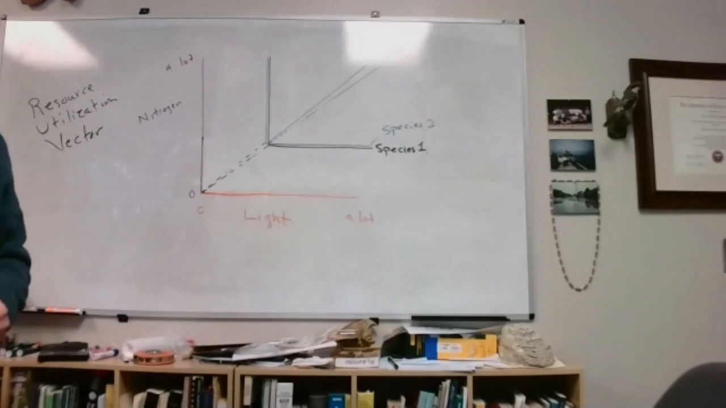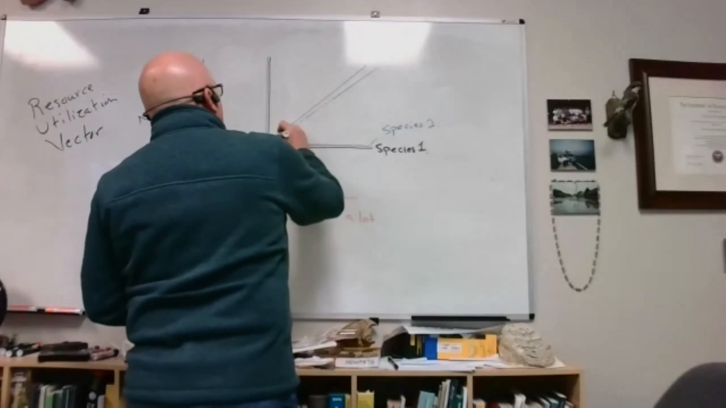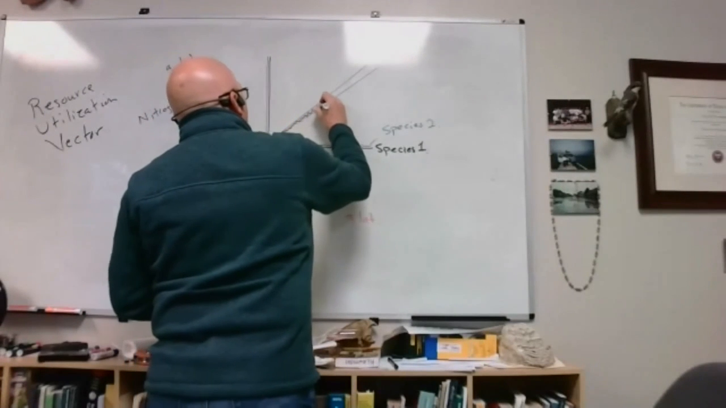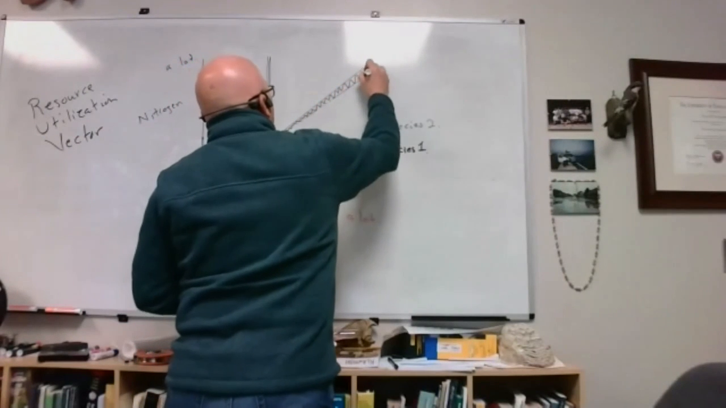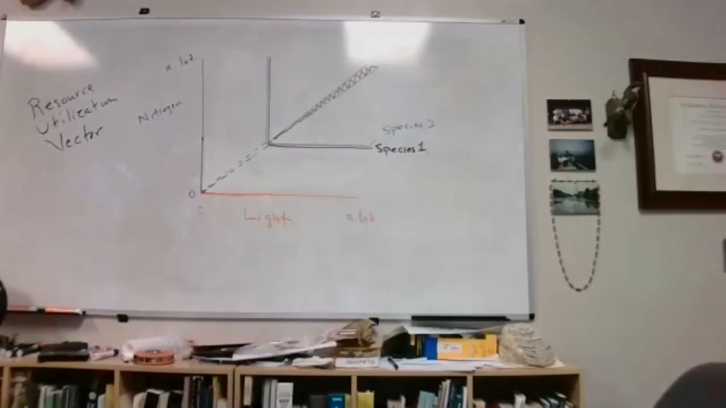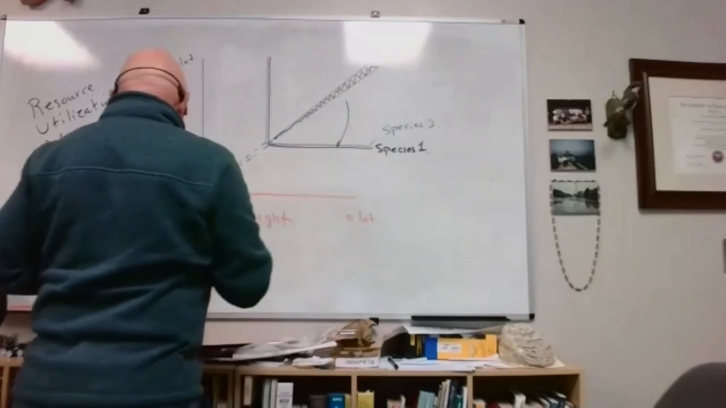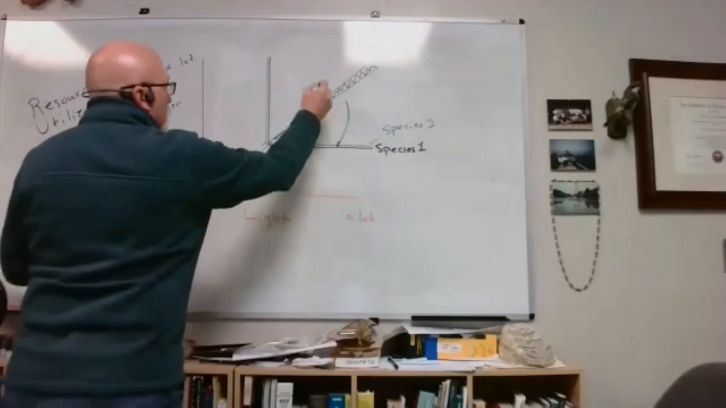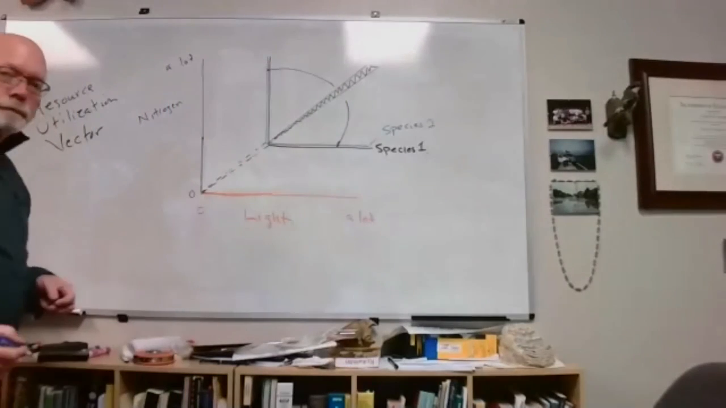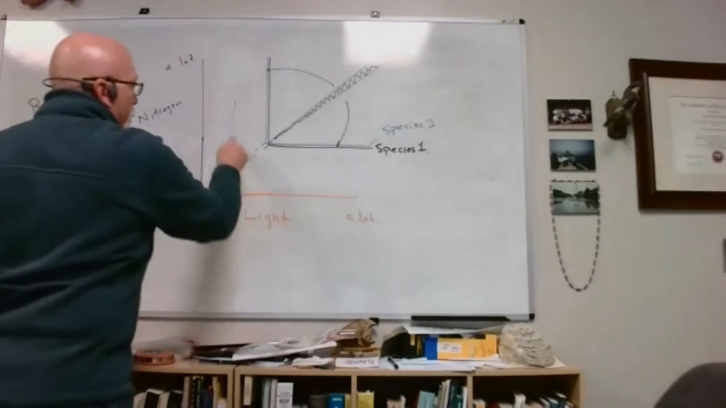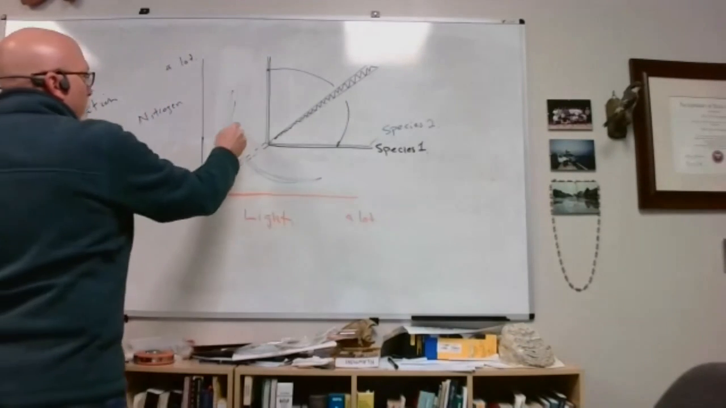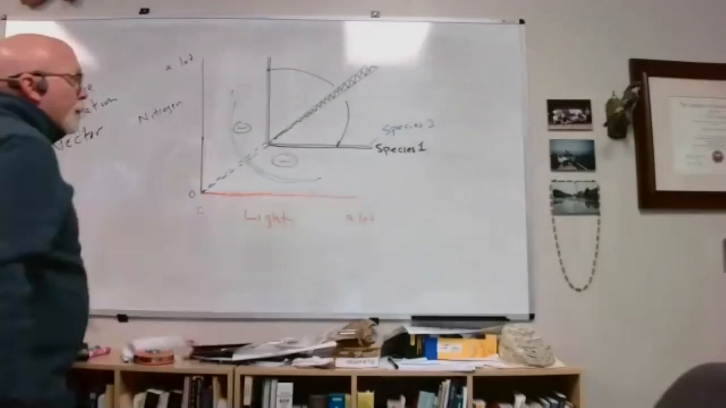So now, because these two species have resource needs that are so similar, this now represents the range of resource supplies that result in stable coexistence. Much narrower range of resource supply, because over here, species 1 wins, and over here, species 2 wins. Down here, nobody can survive. This is negative population growth.